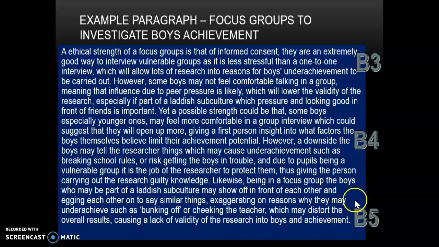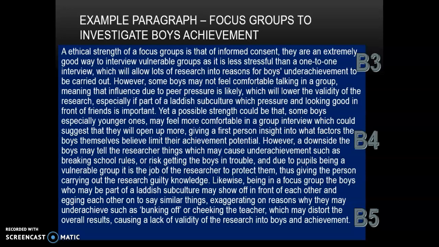So the reason why this final little bit gets a B5 is because we've got a bit about the focus group, okay? The issue is that they may show off, they egg each other on, so dominant people might influence others, which is a clear issue of a focus group. We've got a context of the group being studied, so larger subcultures, and then we've got the impact of the research, okay, onto boys and achievement. So we've got quite a few points that we can develop on there, and you just see some examples for you there.